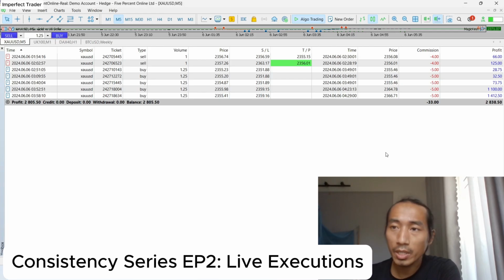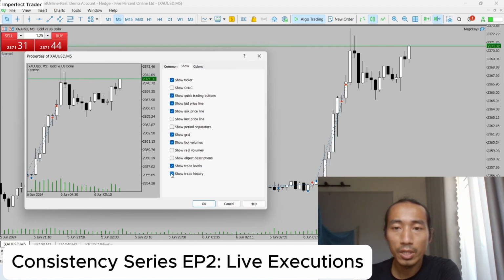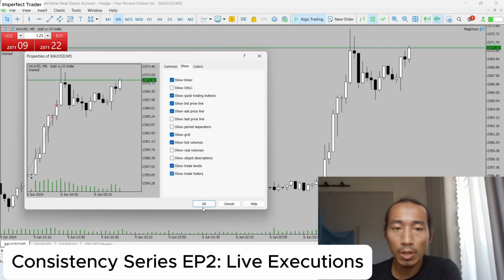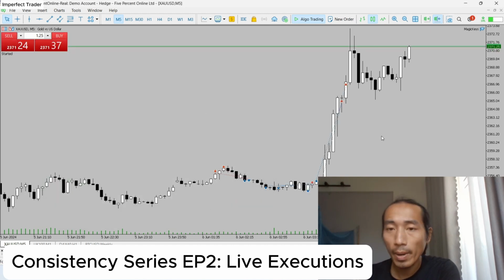Alright, so here you can see all the executions that I just showed you in the video itself. And here is the execution on the chart. And here is the trade level. You can hide it, or you can actually show it here. And I'm going to talk about these trades.